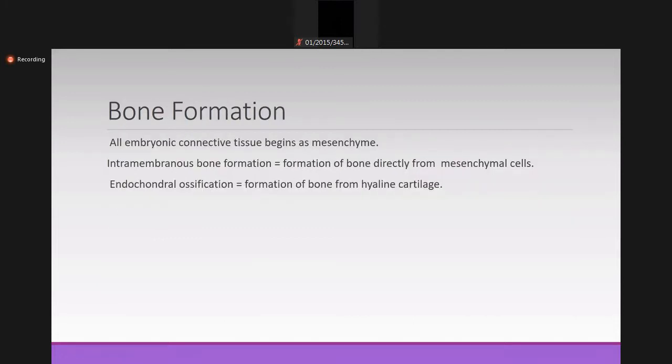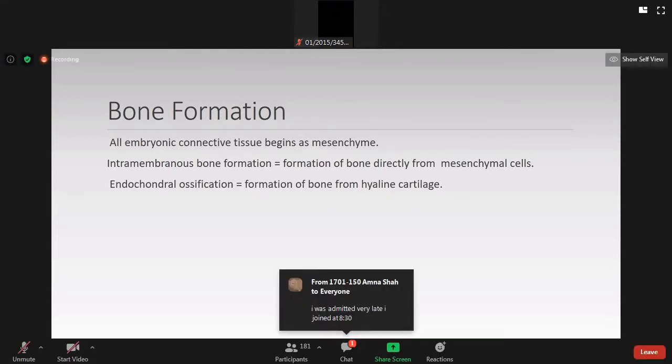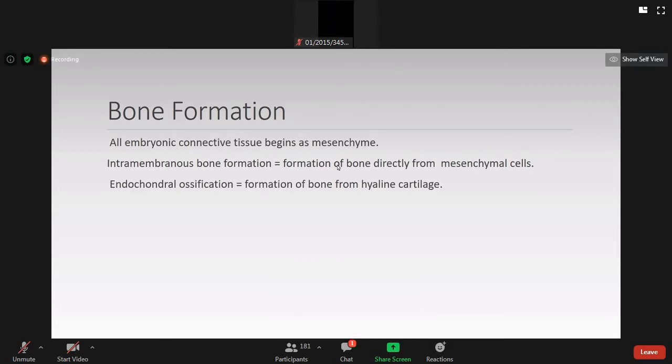All embryonic connective tissue begins as a mesenchyme. We have intramembranous bone formation, and the other type of bone formation is endochondral. Intramembranous bone formation is the formation of bone directly from the mesenchymal cells, whereas in endochondral formation of bone, you have a basic structure present as a hyaline cartilage, and it leads to the formation of bone.